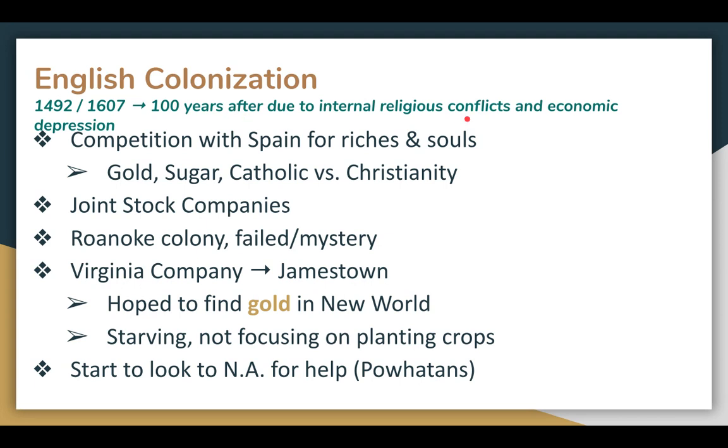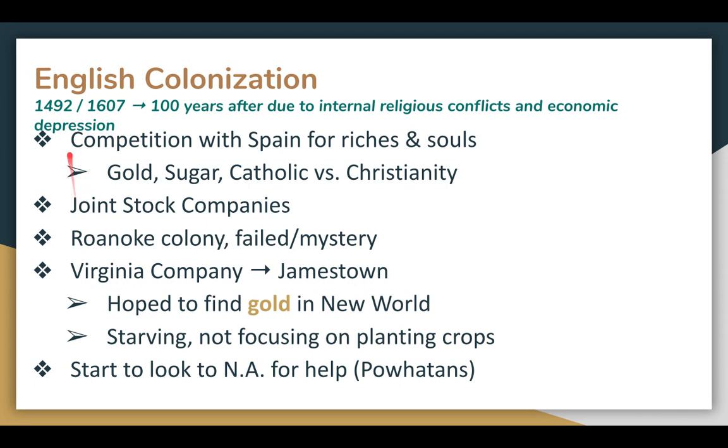Well, they were having a lot of religious conflicts within their own country, and they were suffering from an economic depression. Internal conflicts and a depression would definitely lead you to not be focusing on expanding, to not be sending money away to some experiment. You're going to want to fix those issues first before you want to expand your country. So that's why it took England so long to join the rest of the party of Spain and France.